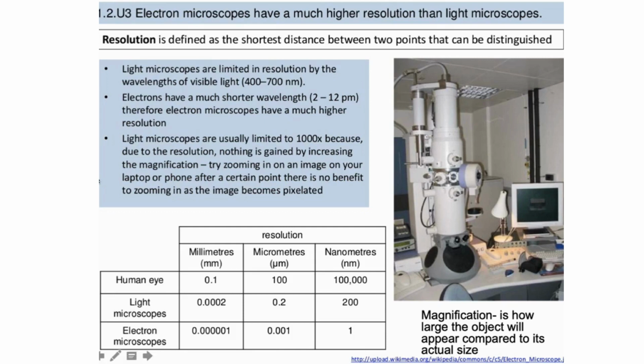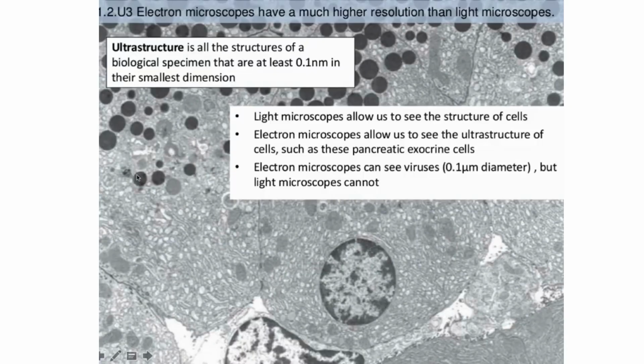Light microscopes are usually limited to 1000 times magnification because, due to resolution, nothing is gained by increasing the magnification. Try zooming in on an image on your laptop or phone after a certain point. That's why resolution is very important. So here, the ultrastructure is all the structure of a biological specimen that is at least 0.1 nanometer in its smallest dimension. So light microscopes allow us to see the structure of the cells, but electron microscopes allow us to see the ultrastructure of the cells. An electron microscope can see viruses 0.1 micrometer in diameter, but light microscopes cannot.